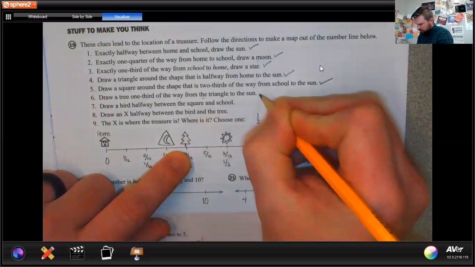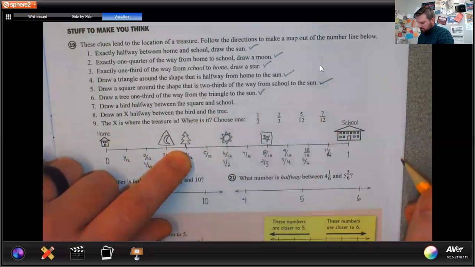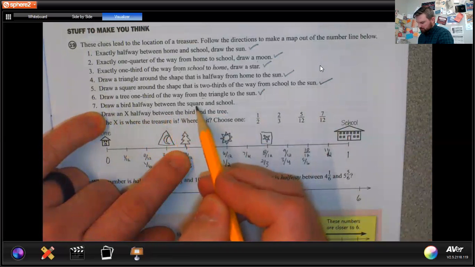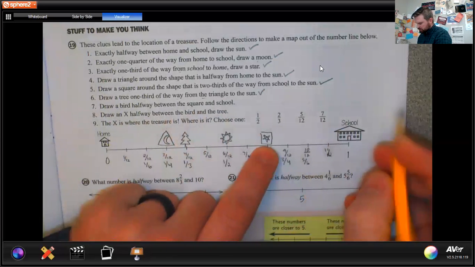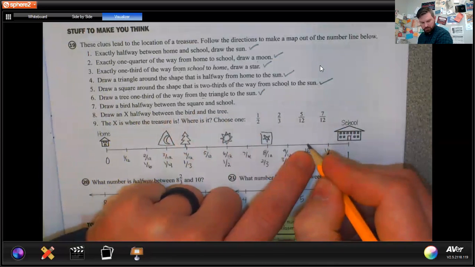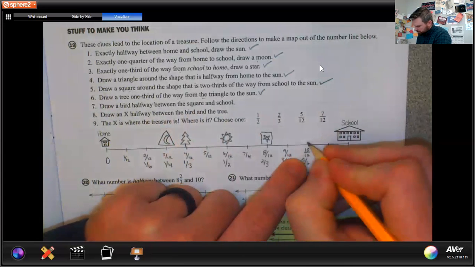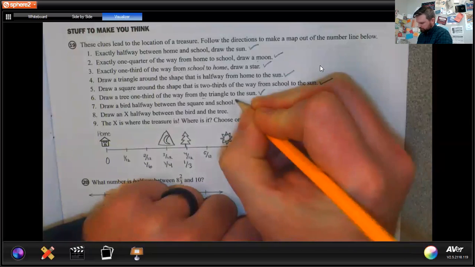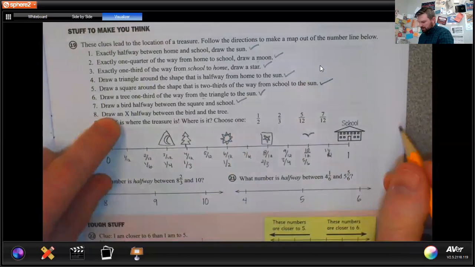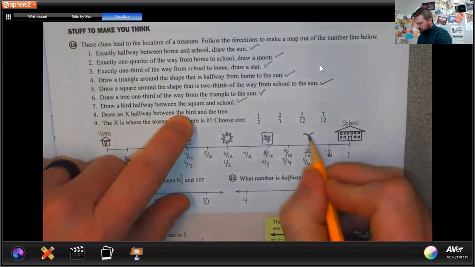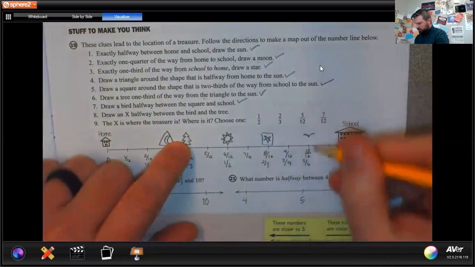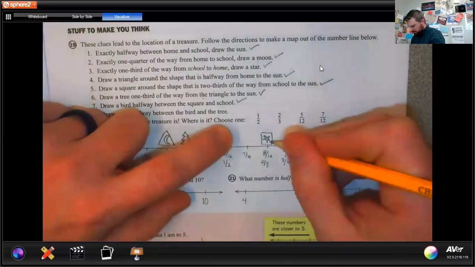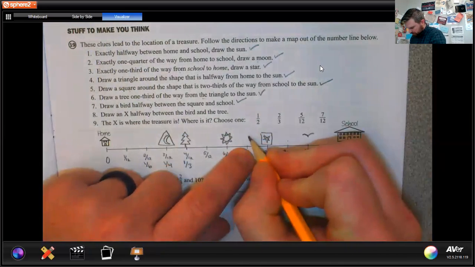Something like that. Draw a tree however you want. Draw a bird halfway between the square and the school. So the square and the school, halfway between there, I'm going to draw a bird. Draw an X halfway between the bird and the tree. So bird and the tree, I'm going to go in one, in another, and here's halfway. I'm going to put an X.